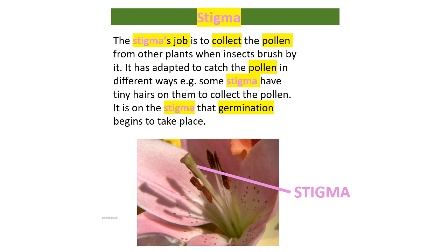Stigma. What is a stigma? The stigma's job is to collect the pollen from other plants when insects brush by it. It has adapted to catch the pollen in different ways. For example, some stigma have tiny hairs on them to collect the pollen. It is on the stigma that germination begins to take place. Here we have the stigma in the middle, and around the stigma we have stamen. So this plant has both stamen and stigma.